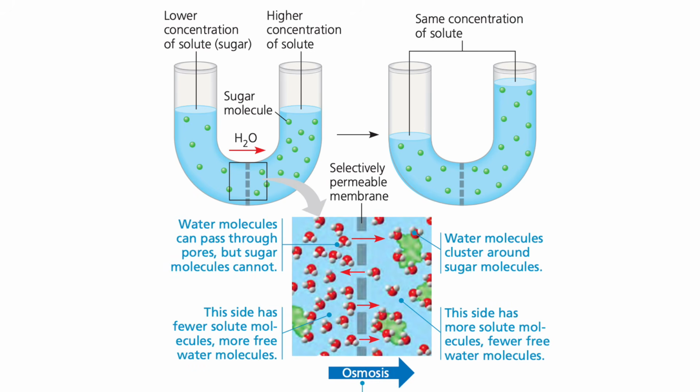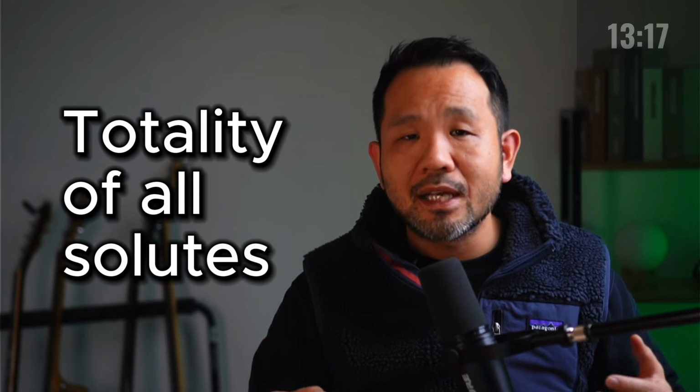So what happens with water is that it moves in accordance to what we call osmosis. Osmosis is the action of water moving from an area where there's lower solute concentration to an area where there's higher solute concentration. Unlike diffusion, though, we're not looking at a particular solute, but the totality of all the solutes that we measure in osmolarity.